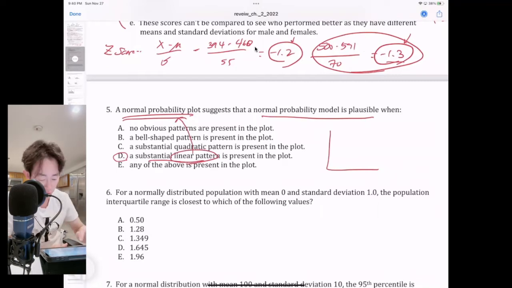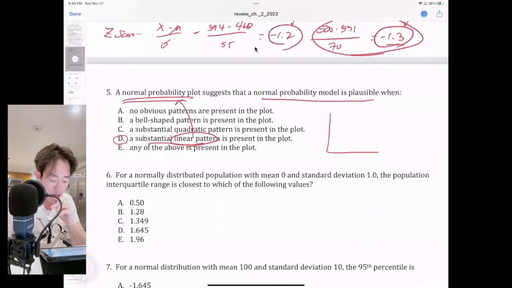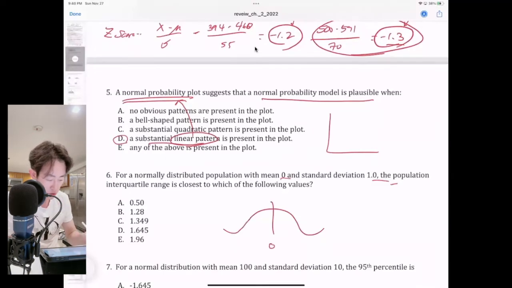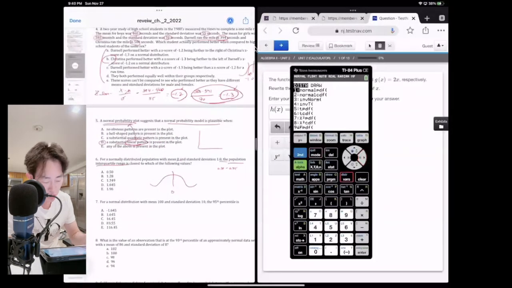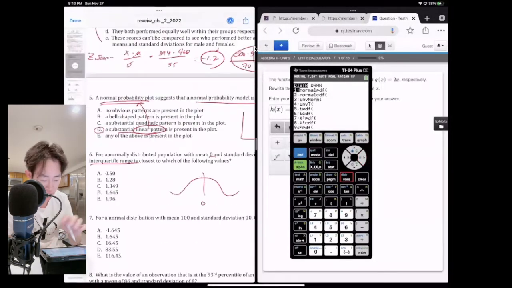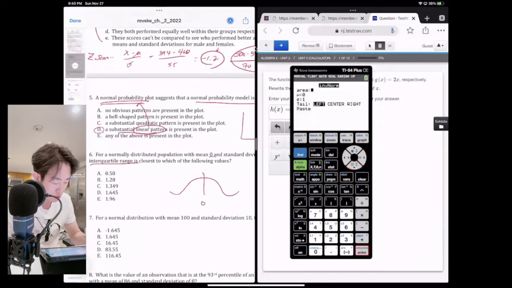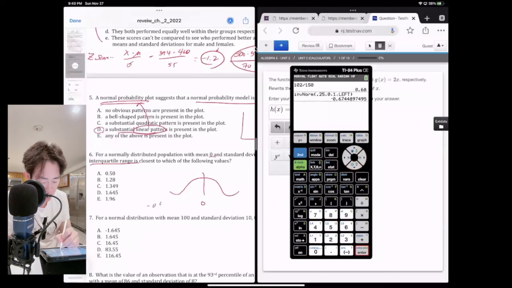All right. Okay, so for number 6, for a normally distributed population, mean of 0, standard deviation of 1, a standard normal distribution, a population interquartile range. Now, the interquartile range is anywhere between the 25th to 75th percentile. So what I'm going to do is go to my calculator, go to my distribution, and then the inverse norm, because I have the area and I want to figure out the value with the mean of 0 and standard deviation of 1. For tail, I'm going to always keep it to the left, for those of you who do not have this option. So then what I get is negative 0.67.